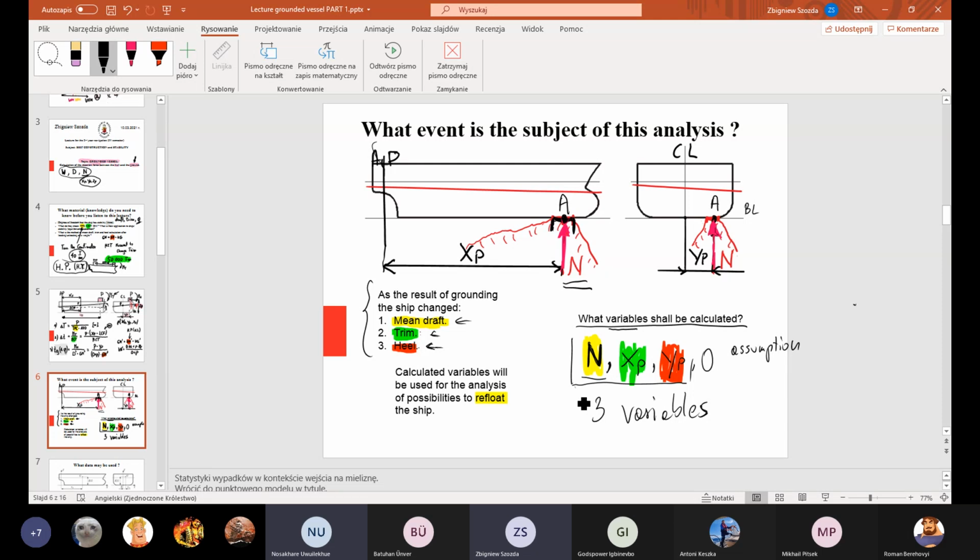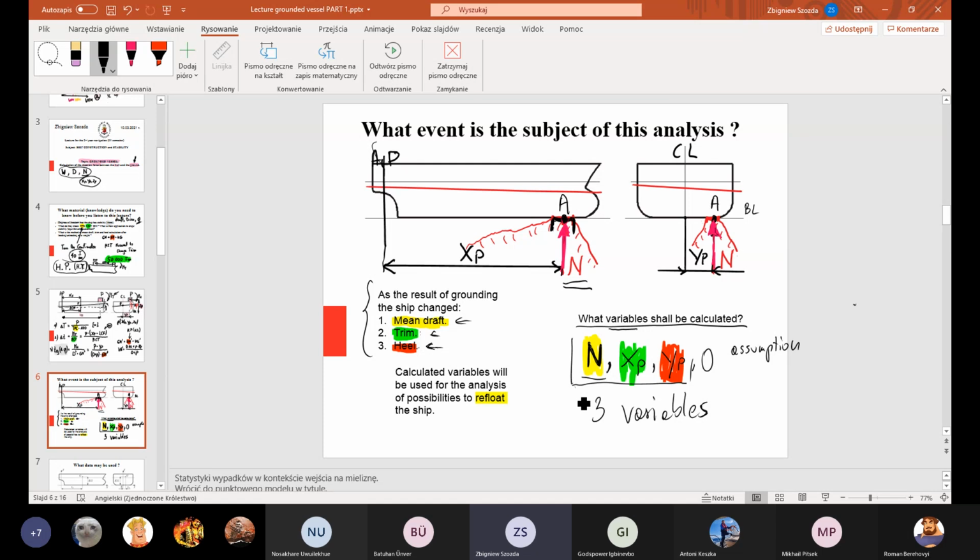Okay, that's it. Fine. So actually we have to calculate three variables that will be needed for other calculations, like the analysis of possibilities how to refloat the ship. But it will be the next turn. Now let us focus on the numbers, on variables. How to calculate such variables.